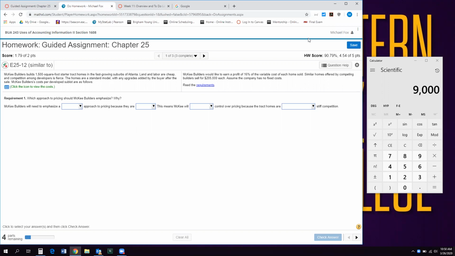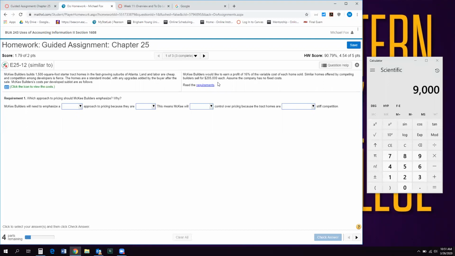McKee Builders builds 1,500 square foot starter tract homes in the fast growing suburbs of Atlanta. Land and labor are cheap and competition among developers is fierce. The homes are a standard model with any upgrades added by the buyer. They'd like to earn a target profit of 16% of the variable cost, and similar homes are offered on the market at $205,000.